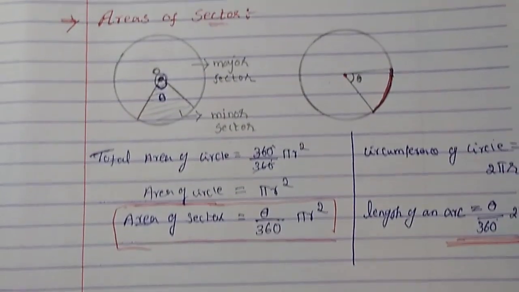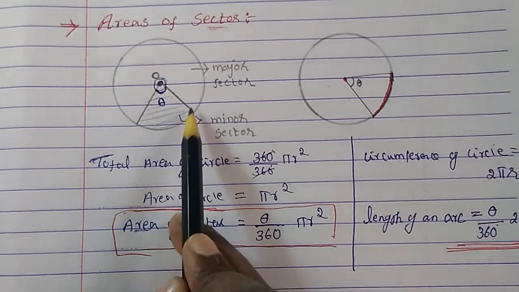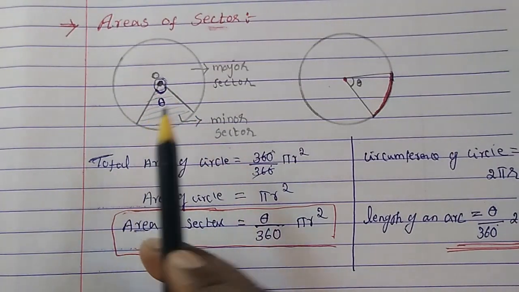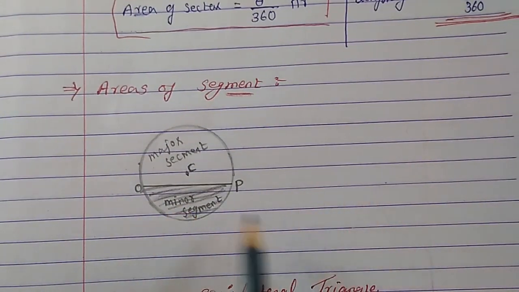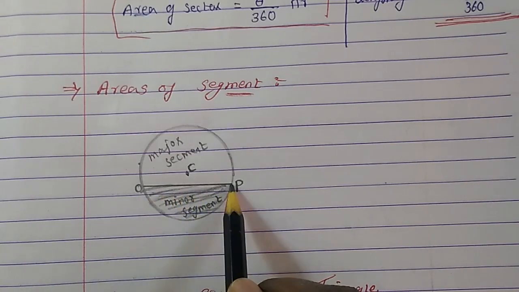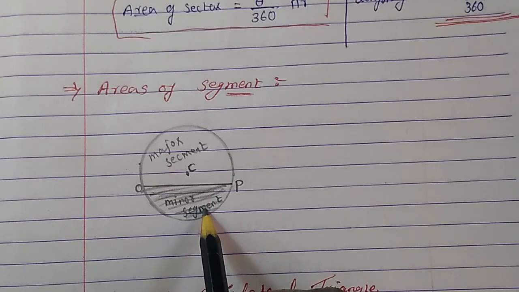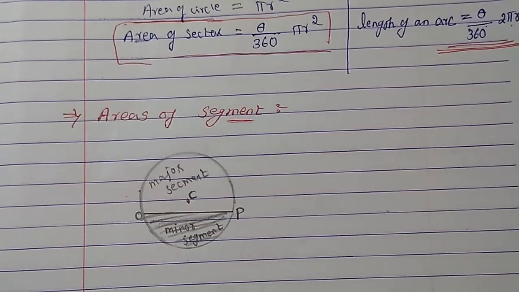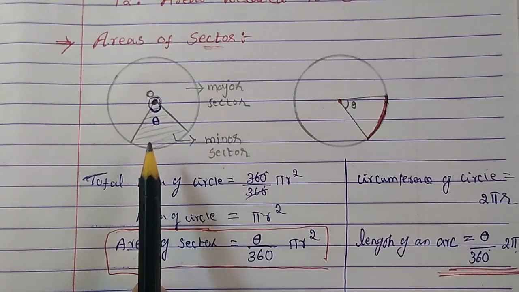If the piece is made this way, with two radii making the piece of a circle, that becomes a sector. But when a slice is made like this, by a chord dividing the circle, then it becomes a segment. When the circle is divided by two radii, it becomes a sector.